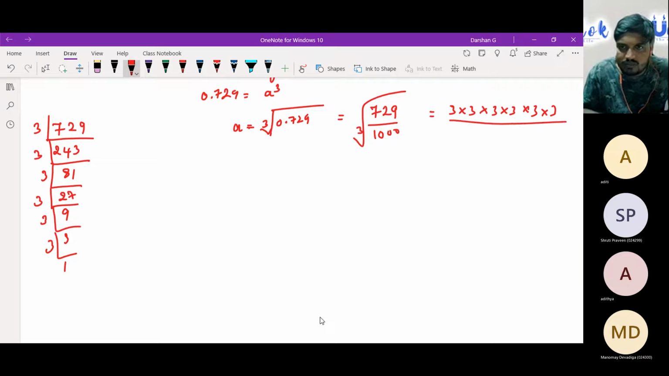For 1000 also you can do the same way and try and get the answer. You will get it in tens. So how? 10 into 10 into 10. So 10 into 10 into 10 can be written as 2 times 5 into 2 times 5 into 2 times 5.